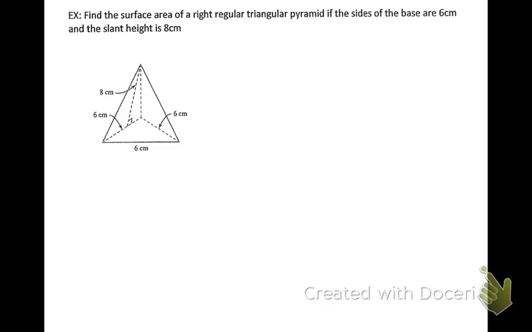We'll use that when we do volume. That's a different height. We want the slant height, which is the line that goes down the middle of the triangle on the side. That's slant height.